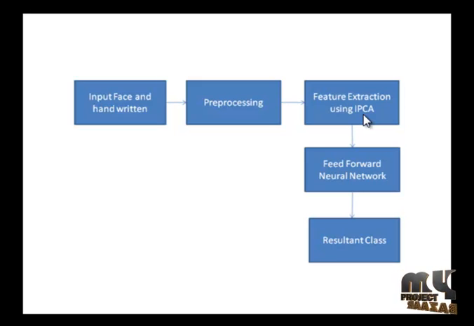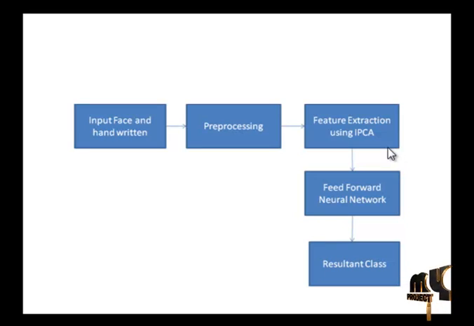The mean values of each subband are stored as features. The same procedure is applied for all the images in the database and they are stored in this feature extraction method. The IPCA feature extraction output is given into the feed-forward neural network. It is used for recognizing the features.